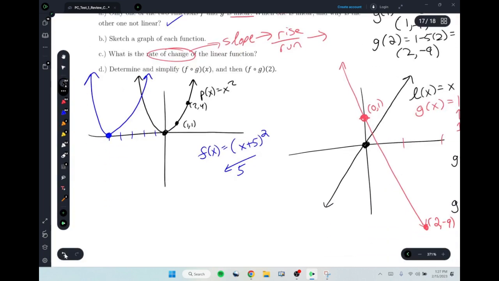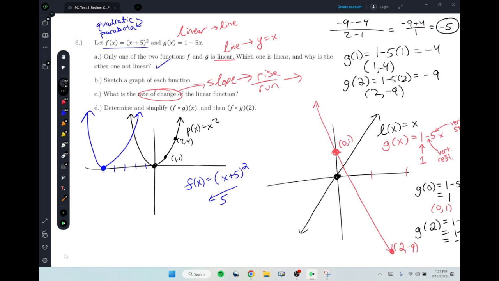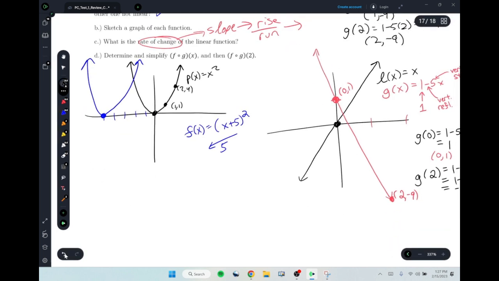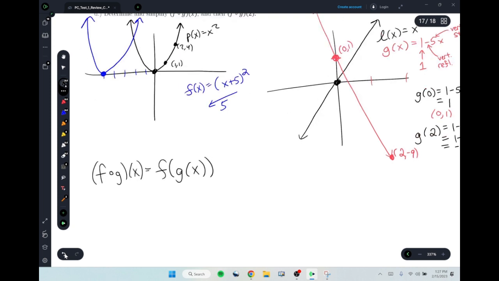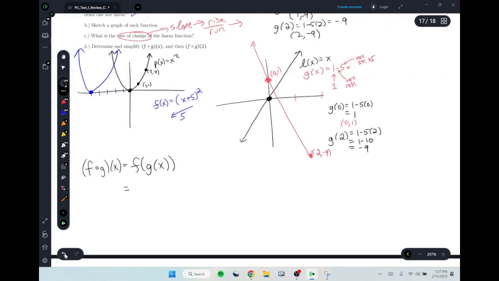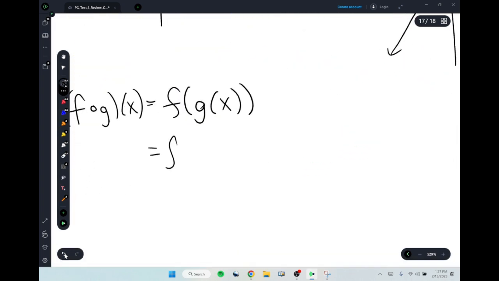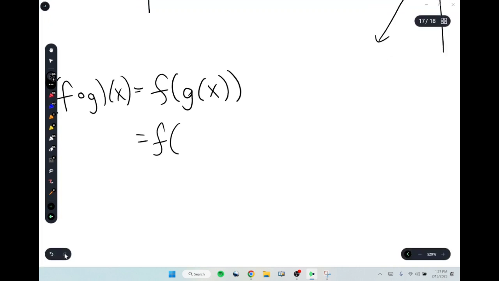And determine and simplify a composite function. We've already done 2 of those. We can do another one, I guess. f of g of x is the same thing as f of g of x, right? What is g of x here? Somebody read g of x for me. Okay, 1 minus 5x. Thank you. Now, what do I do with that 1 minus 5x?